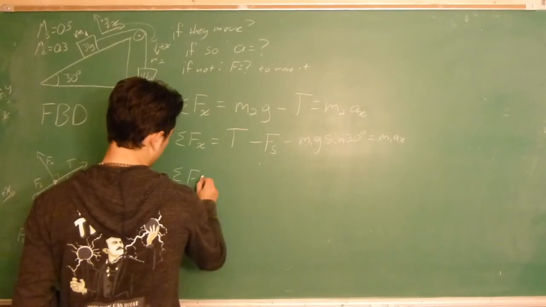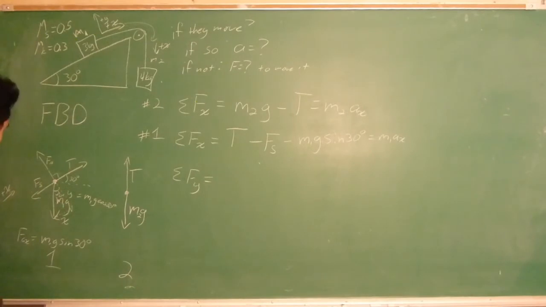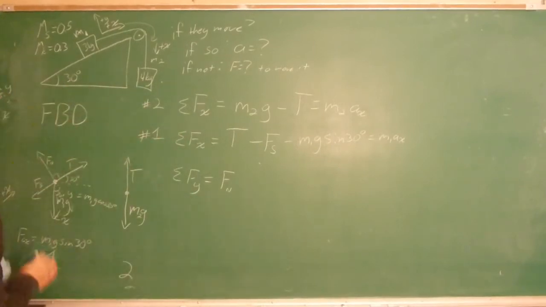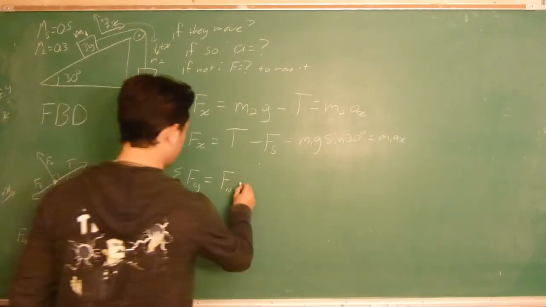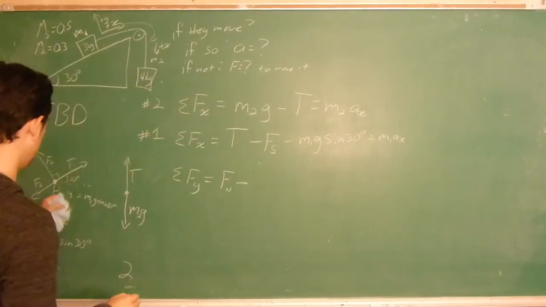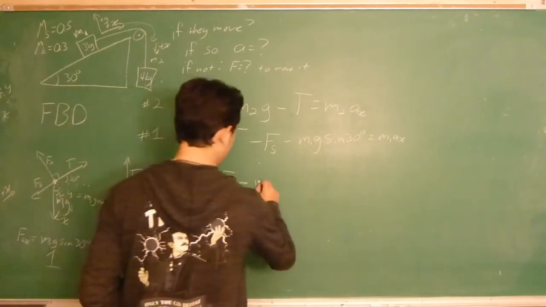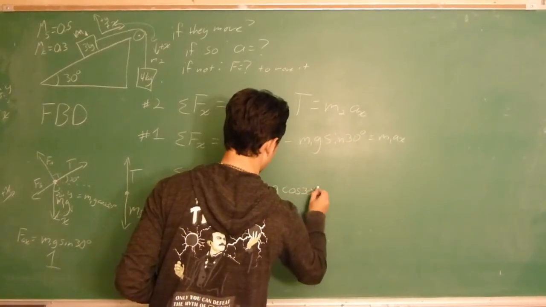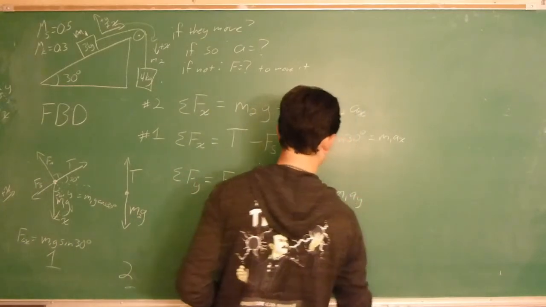Alright, so now, looking at our y's for object number 1, we've got, well, in the positive y direction, all of the normal force. We don't have to split that guy up. That's why we put our coordinate axes at their crazy jaunty angle. And then we've got our y component of the gravity, which is in the negative y direction. Minus mass 1 times g times cosine of 30 degrees equals mass 1 times the acceleration in the y.